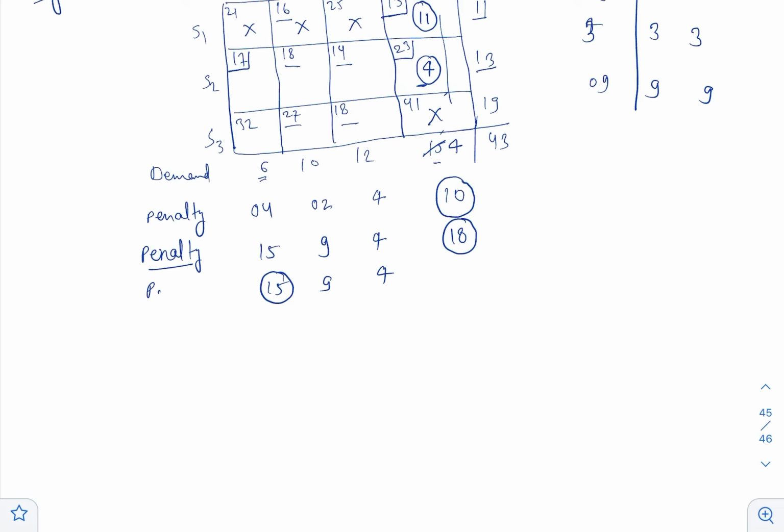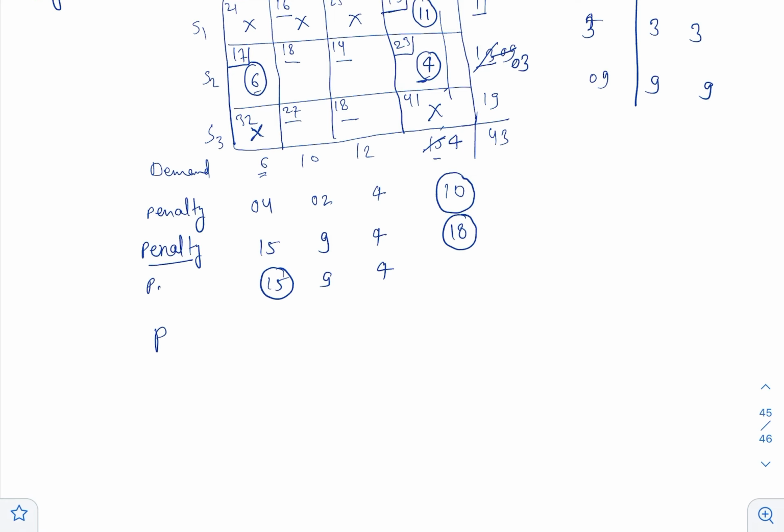Here demand is 6 and availability is 9. So we allocate 6 to this cell and write cross in the cell 1 3 1 because all the demand of the first column is exhausted and availability for the second row is 3 now because 4 and 6 is already allocated. So for the remaining rows and columns, we calculate the penalty. Penalty for these two rows and two columns is 9 and 4, and penalty is 4 and 9.